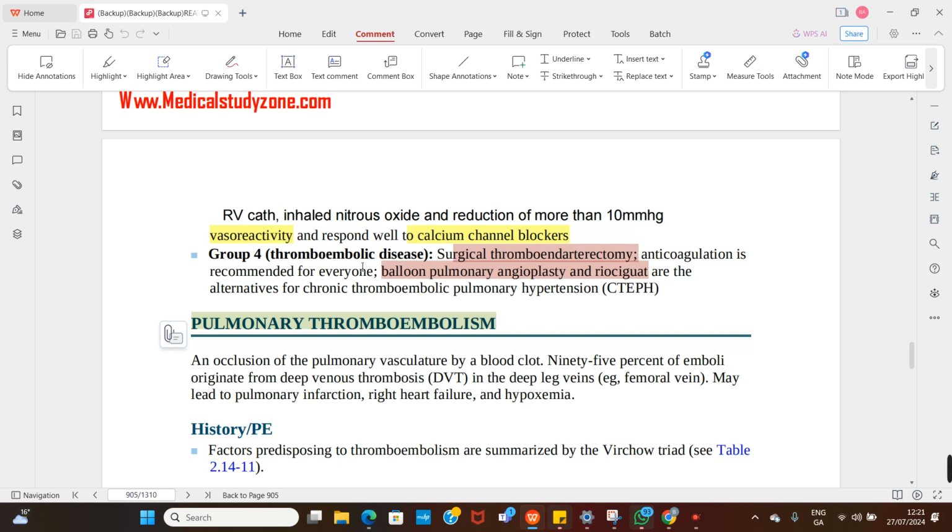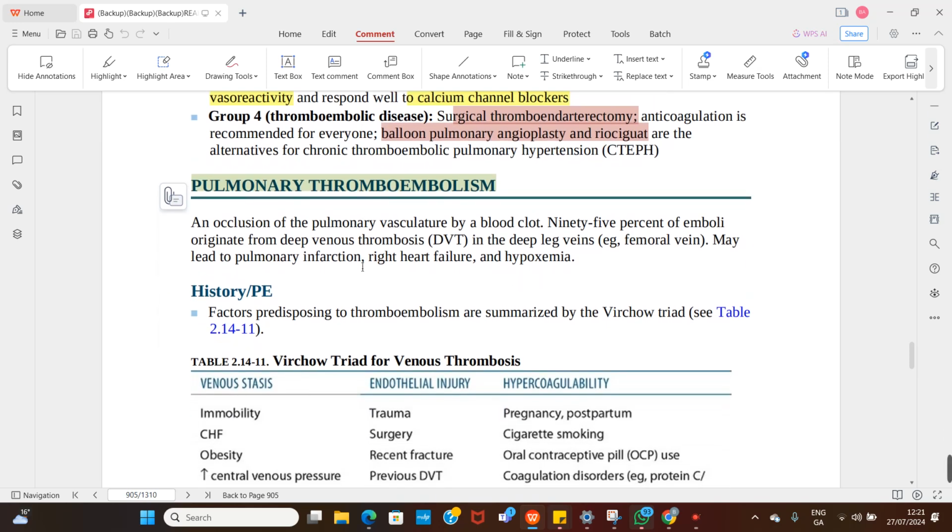So this riociguat is just more like a cGMP analog. It can also help to relax the vessel and reduce the clot formation. But the definitive mainstay of treatment for the thromboembolic one, the group 4, is what? Surgical thromboendarterectomy. That is what you are going to be looking for in the question stem. But if the person is not fit for surgery, do your balloon pulmonary angioplasty, and you can also administer your riociguat. Never forget that. Moving on to pulmonary embolism.